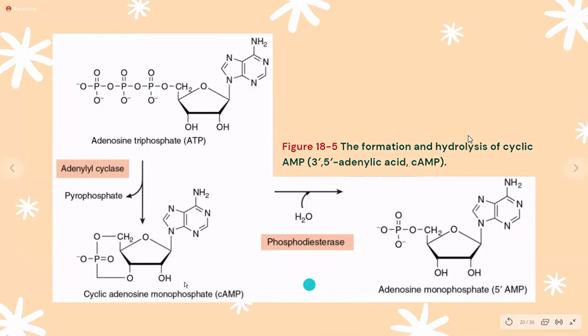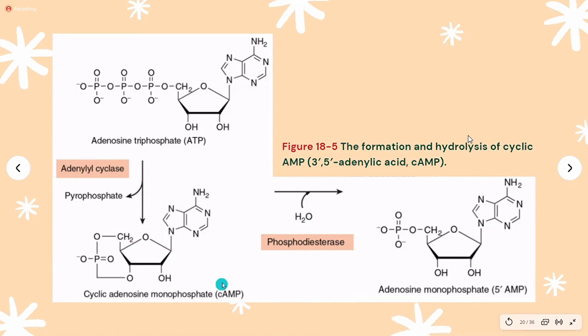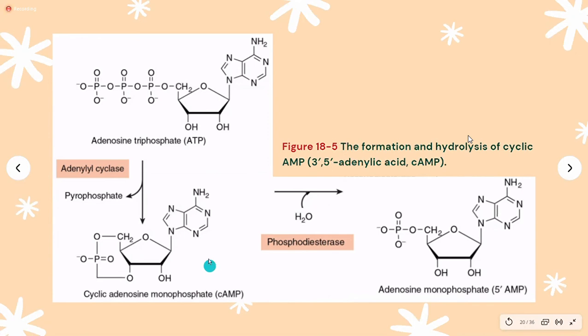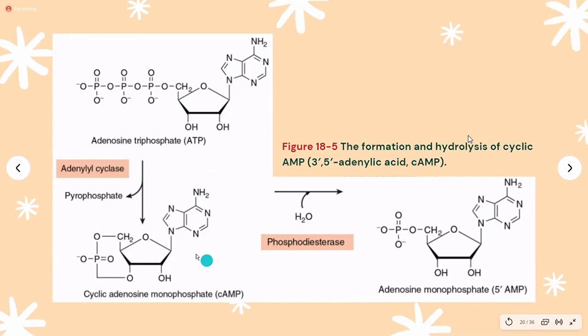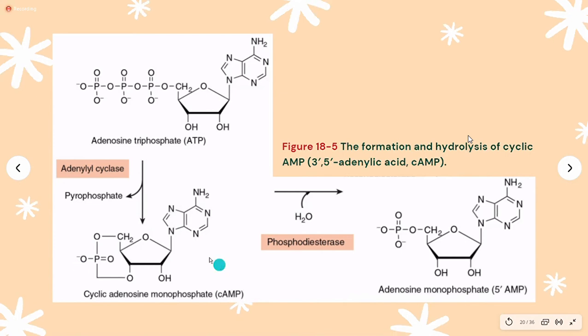There's a cousin to cyclic AMP. Instead of A, or adenine, you have guanine. And we call it cyclic GMP, which can also be deactivated by a phosphodiesterase, and it becomes just guanosine monophosphate.